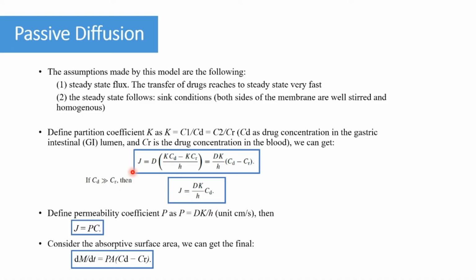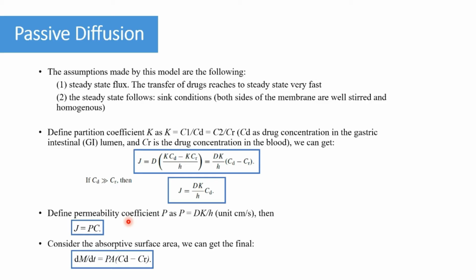So here we can convert J, the flux, to be equal to D multiplied by KCD minus KCR, divided by H. Or here we can simplify into DK multiplied by CD minus CR, divided by H. If CD is much larger than CR, then J is DK multiplied by CD divided by H. We only do this because we neglect CR, because CR is very low in comparison with CD.